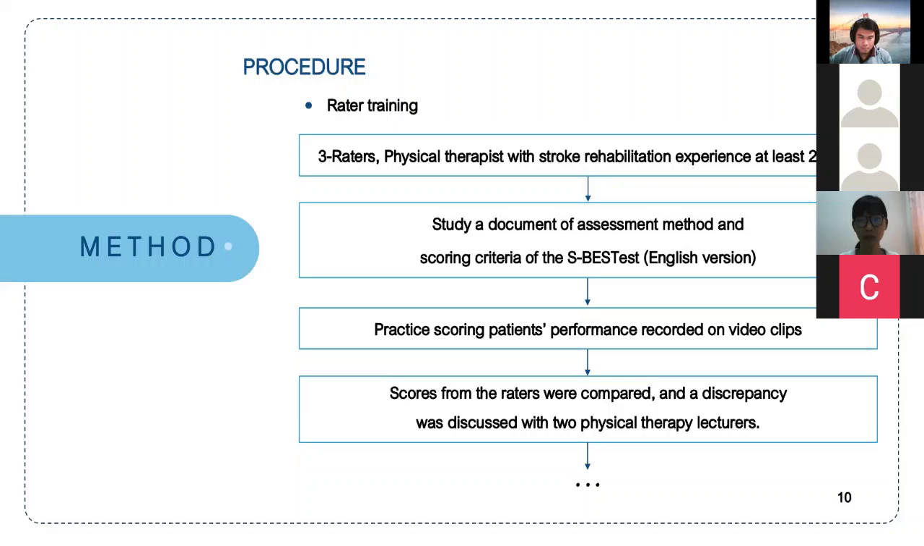The protocol of this study is composed of two main steps. First, rater training was to ensure the Thai raters understood the S-BESTest with the same context. Three raters with stroke rehabilitation experience of at least 2 years were involved in the data collection of this study. They were asked to study a document of the assessment method and scoring criteria of the S-BESTest, and they were asked to practice scoring patient performance recorded on video clips, and then the scores from the raters were discussed with two physical therapy lecturers who have experience using this assessment tool.